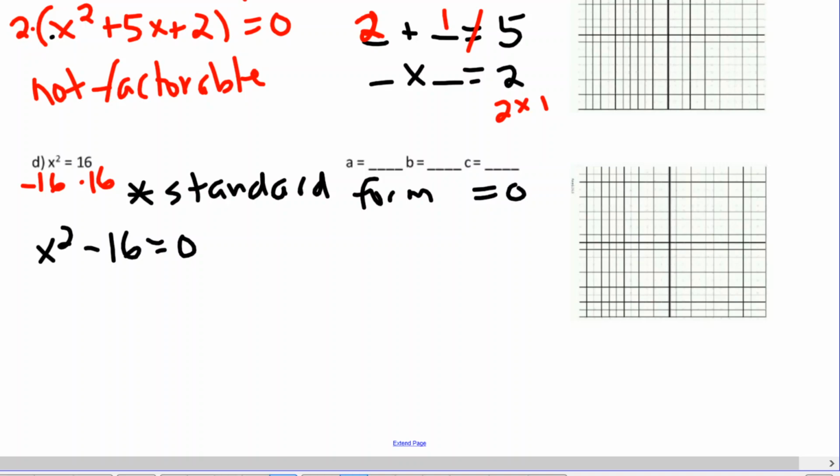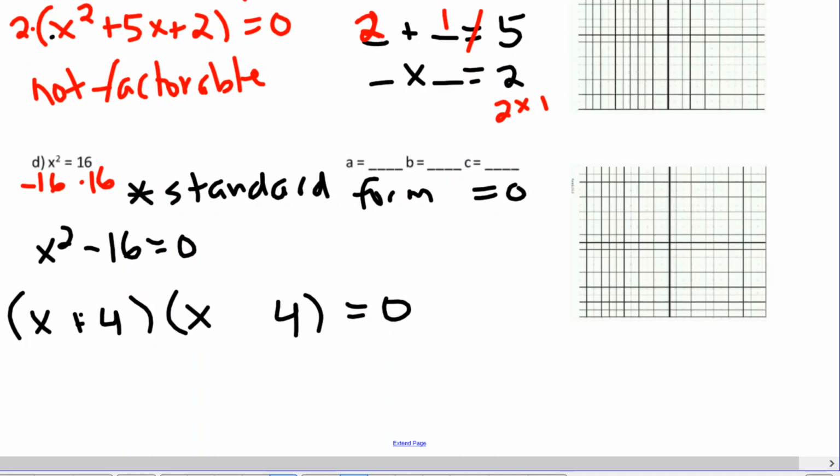We can now recognize this as a difference of squares binomial, right? First term is a perfect square, second term is a perfect square, and there's subtraction in between. So we know that the first term of each binomial comes from the root of the first term, so square root of x squared is x. Second term, square root of 16 is 4, and I'm going to have one positive and one negative. I solve from here. This first bracket is going to give me a negative 4 when I solve. Second bracket gives me a positive 4.